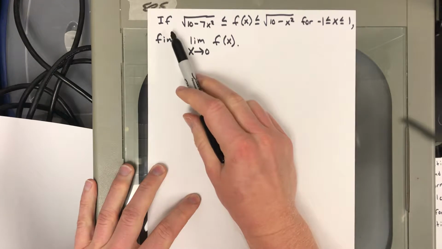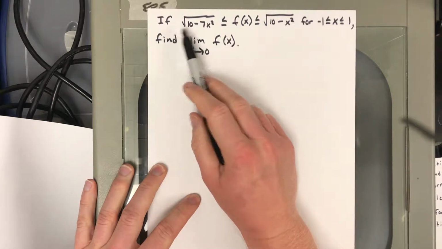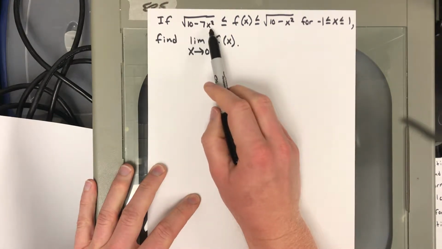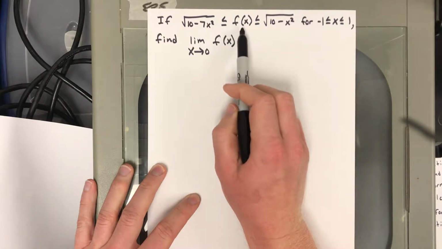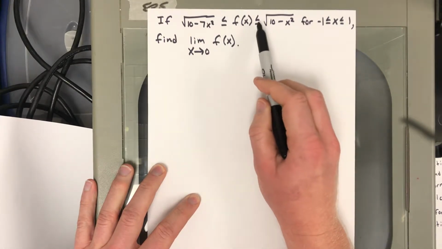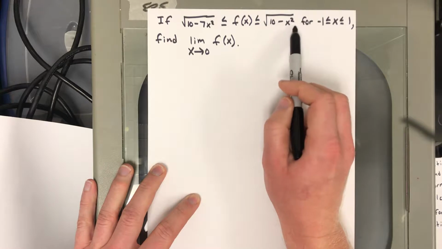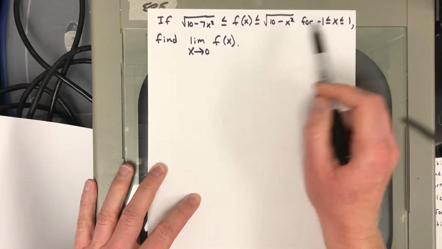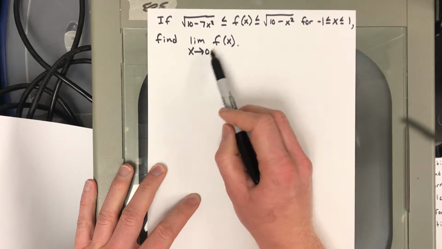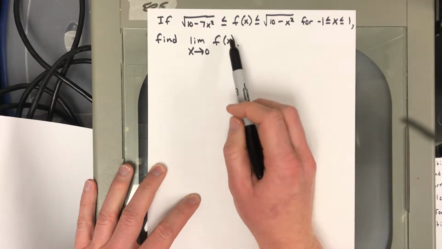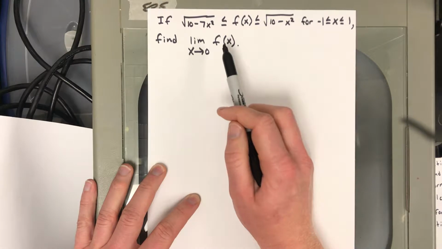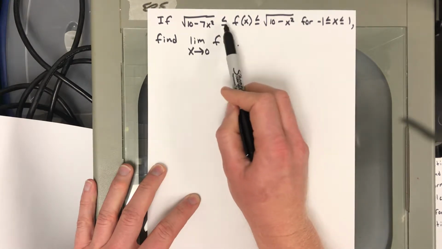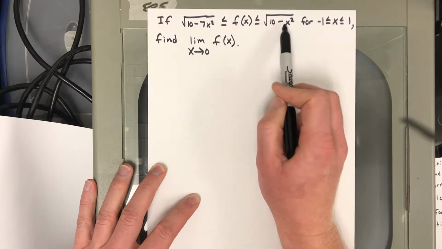Basically they have this inequality and they say if square root of 10 minus 7x squared is less than or equal to f of x, and then f of x is less than or equal to square root of 10 minus x squared, for negative 1 less than or equal to x less than or equal to 1, they want you to find the limit as x approaches 0 for the function that's in the middle. So this is where the squeeze theorem comes into play. f of x is bigger than this function, but it's less than this function.